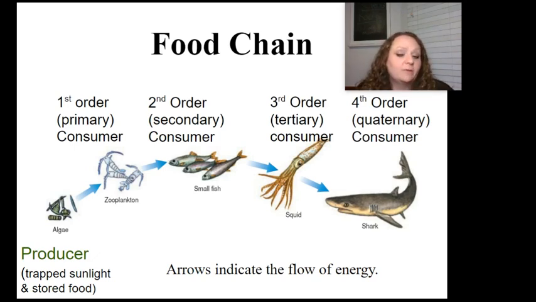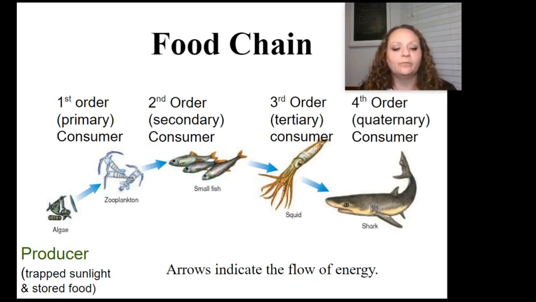Secondary consumers are going to be eaten by tertiary or third order consumers, and tertiary consumers are going to be eaten by quaternary consumers. It can continue from there, but usually a quaternary consumer is sort of the point where we're going to stop. One of the most important things that I can point out, though, about these food chains is that the arrows indicate the flow of energy.